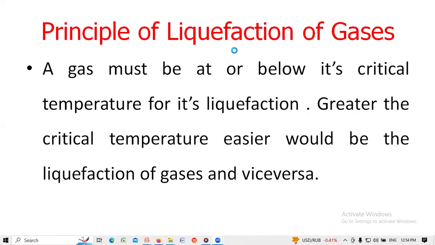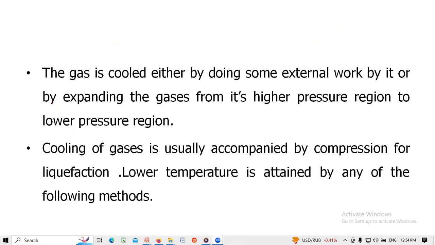Principle of liquefaction of gases: the gas must be at or below its critical temperature for its liquefaction. The greater the critical temperature, the easier the liquefaction of the gas, and vice versa. The gas is cooled either by doing some external work or by expanding it from a higher pressure region to a lower pressure region. Cooling of gas is usually accompanied by compression for liquefaction.